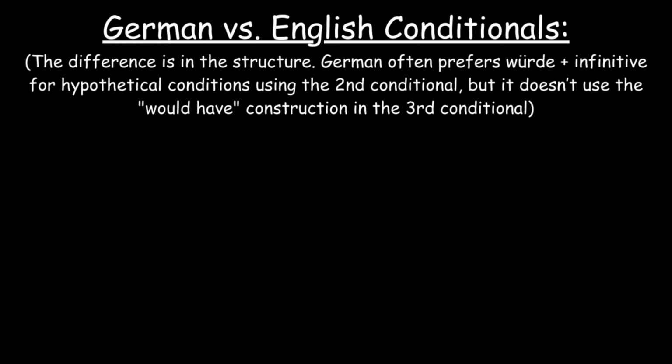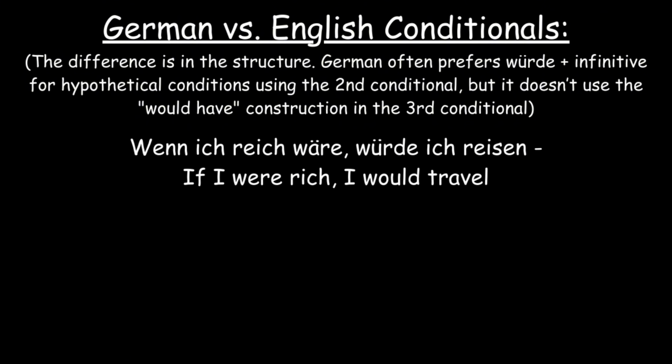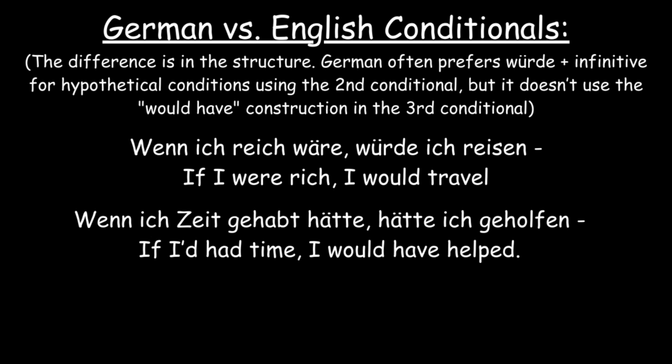Moreover, the key differences between German and English conditionals are in the structure. German often prefers würde plus an infinitive for hypothetical conditions using the second conditional, like wenn ich reich wäre, würde ich reisen. If I were rich, I would travel. However, German doesn't use the would have construction in the third conditional, like wenn ich Zeit gehabt hätte, hätte ich geholfen. If I'd had time, I would have helped.